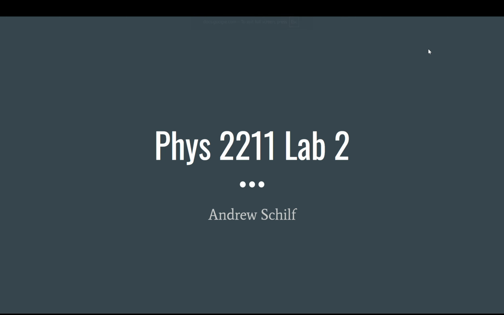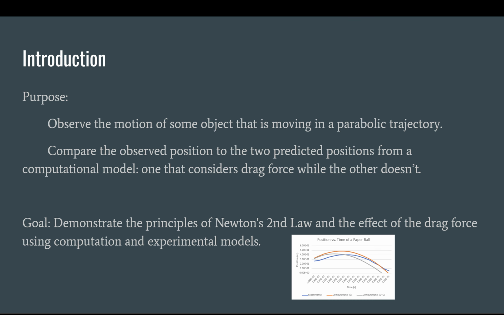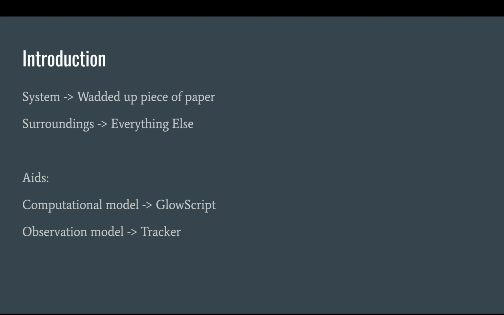Here is my physics lab 2. In this lab, we are going to observe the motion of an object moving in a parabolic trajectory. We're going to compare this with two predicted positions from a computational model, one that considers drag force while the other doesn't. Our goal is to demonstrate the principles of Newton's second law and the effect of the drag force and gravitational force using computational and experimental models.